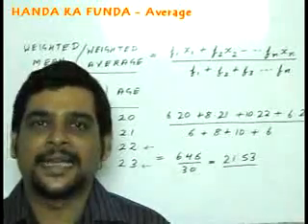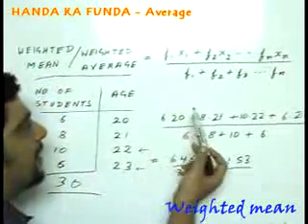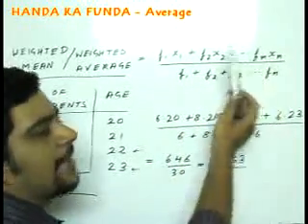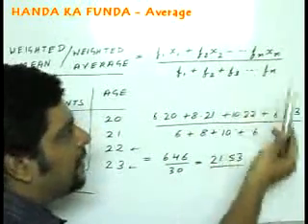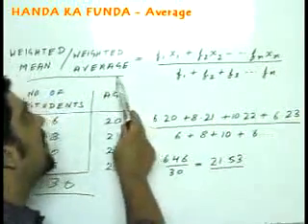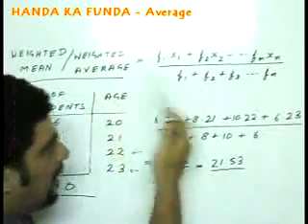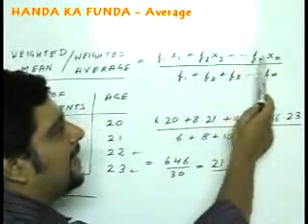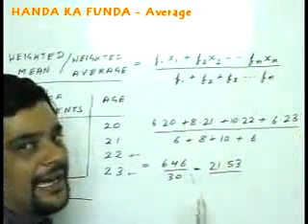Another important case in averages is the case of weighted mean. Let's say I am given a particular data set in which x1 occurs f1 times, x2 occurs f2 times, and xn occurs fn times. Essentially, f1, f2, f3, fn are the frequencies of occurrence of x1, x2 and xn. The weighted mean of the group will be given by f1 x1 plus f2 x2 plus f3 x3 till fn xn, divided by f1 plus f2 plus f3 till fn.